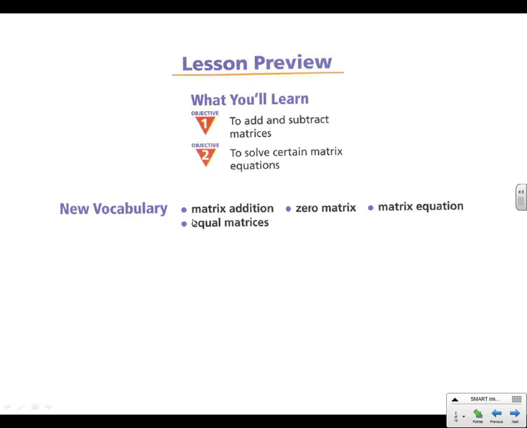All right, so new vocab: matrix addition, zero matrix, matrix equation, and equal matrices are the phrases we're going to be looking for throughout this chapter. So be on the lookout for those as we're moving forward.